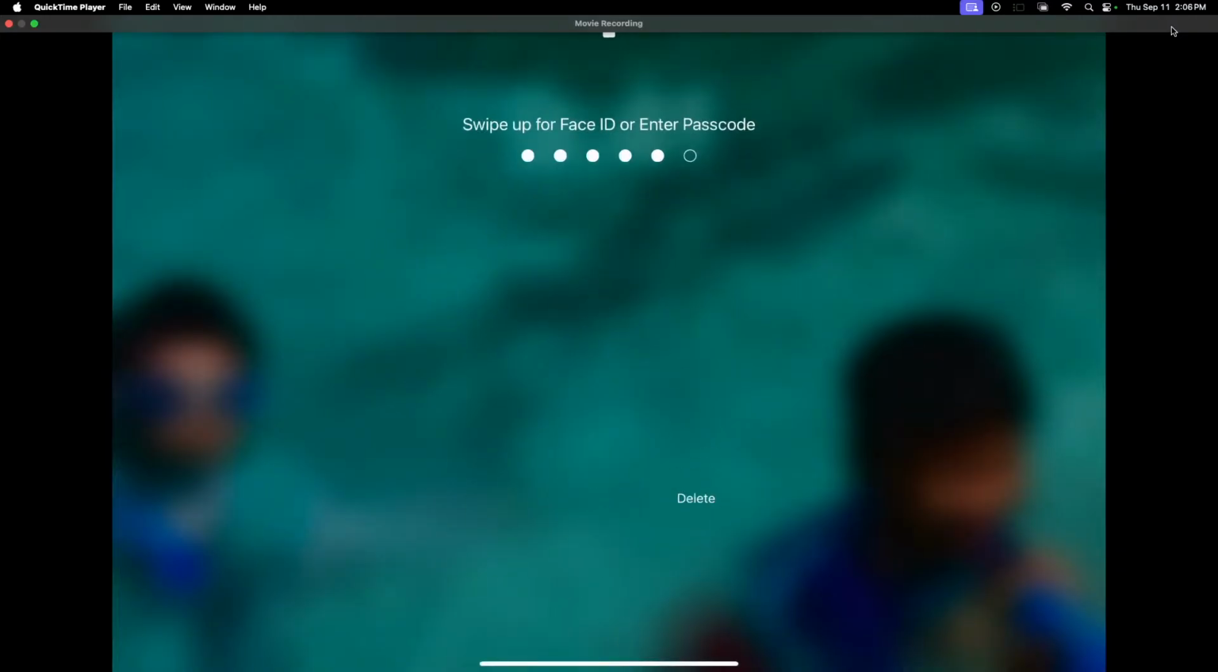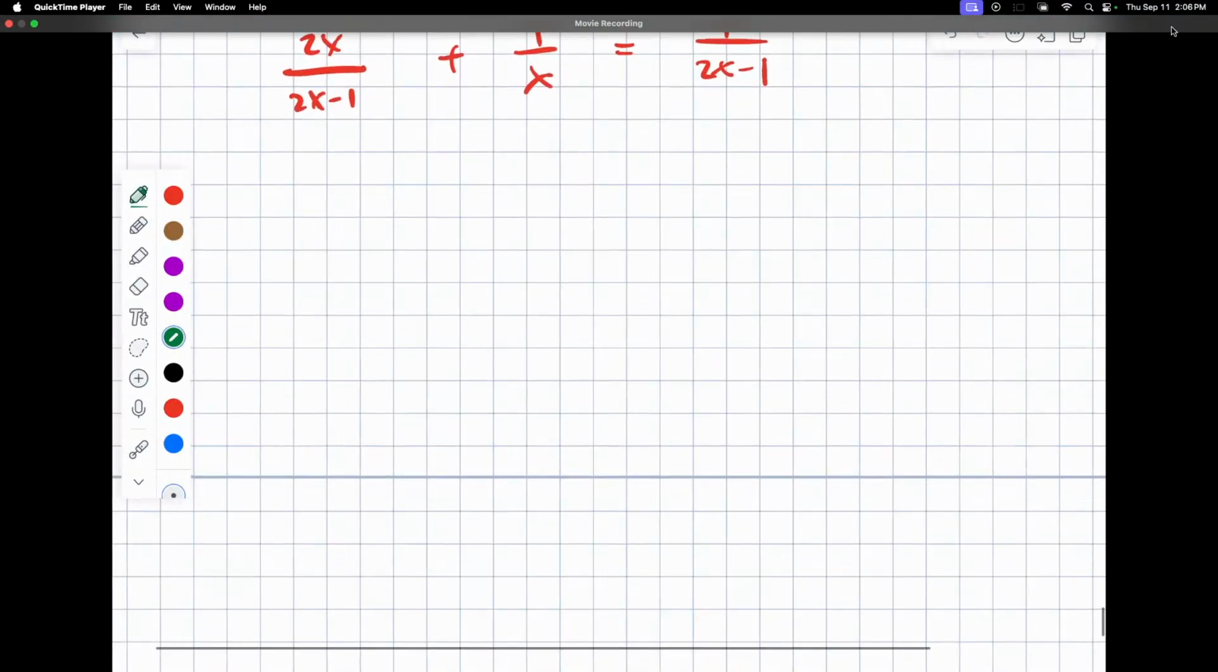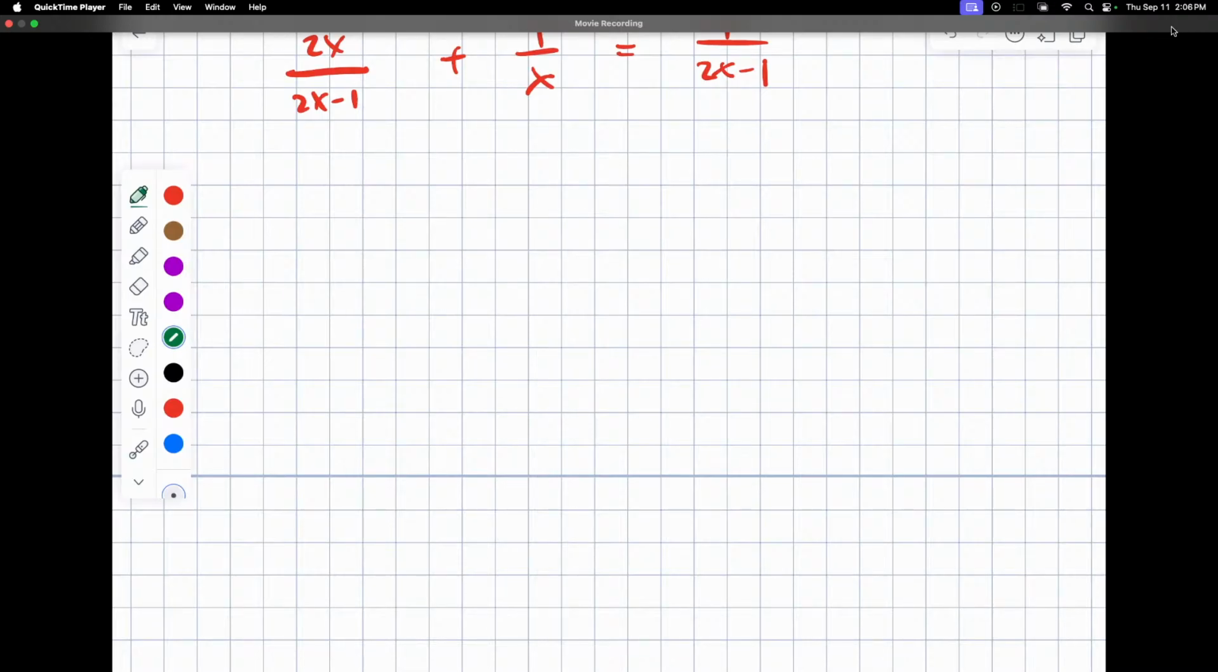All right, so if you look at these questions, now what is the least common denominator? What's the least common denominator? 2x squared minus x. Oh. No, Leo.